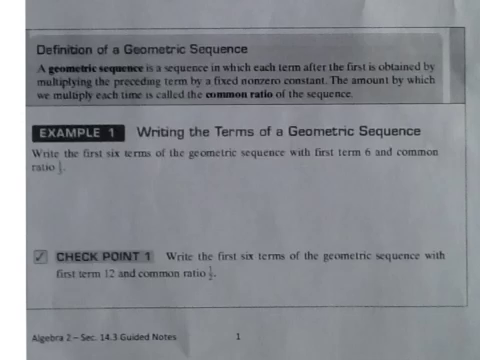So let's look at example 1. It says, writing the terms of a geometric sequence. Write the first 6 terms of a geometric sequence with the first term 6 and a common ratio of 1/3. So I want a sub 1, that's my first term, that's 6. A sub 2 is now, we've got to multiply by our common ratio. We take that 6 and multiply by our common ratio.